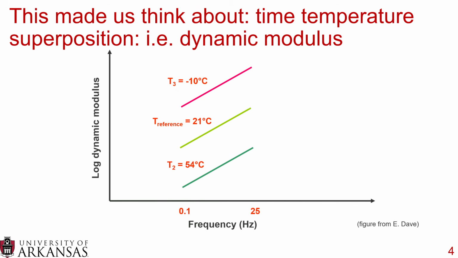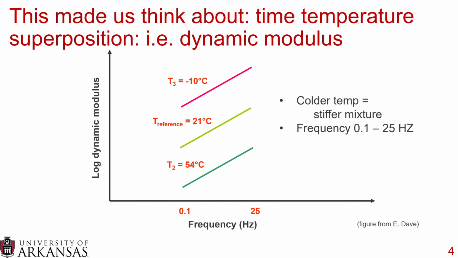However, based on that work and based on a lot of conversations I've had with colleagues, specifically Dr. Amy Epps Martin, this made me think about time temperature superposition. And time temperature superposition can be used in asphalt materials, and we use it very frequently in dynamic modulus. So here, for example, we have 3 testing temperatures, negative 10 degrees Celsius, positive 21, and positive 54. And these were tested from 0.1 to 25 hertz.